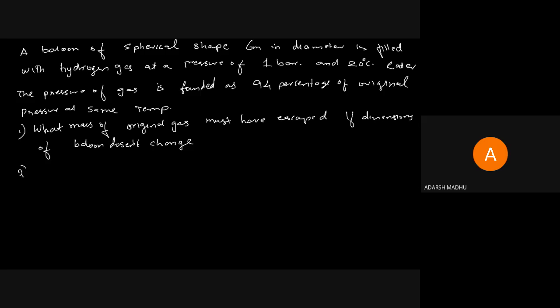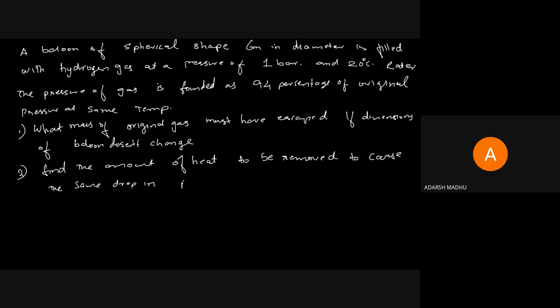And the second question is, find the amount of heat to be removed to cause the same drop in pressure at constant volume. Okay, the question is a balloon in spherical shape. It is filled with hydrogen gas. Remember, the hydrogen balloon is at a pressure of 1 bar and 20 degrees Celsius temperature.